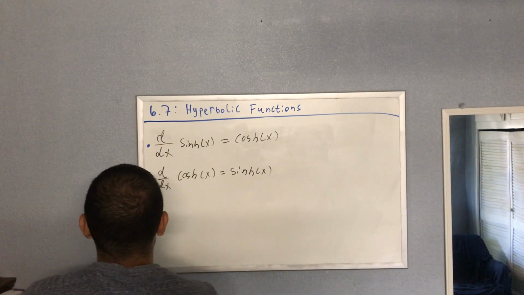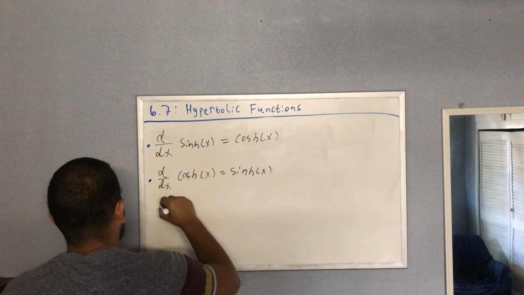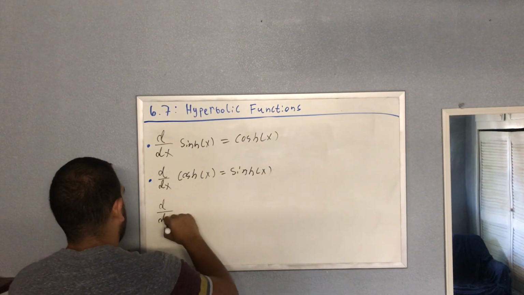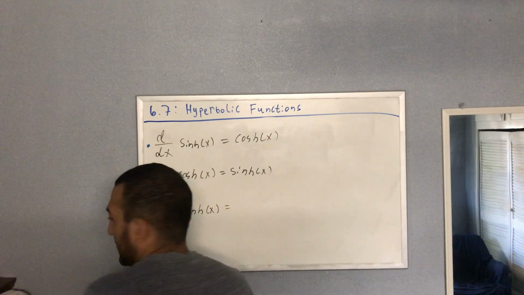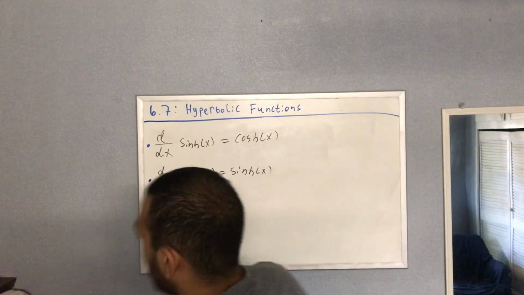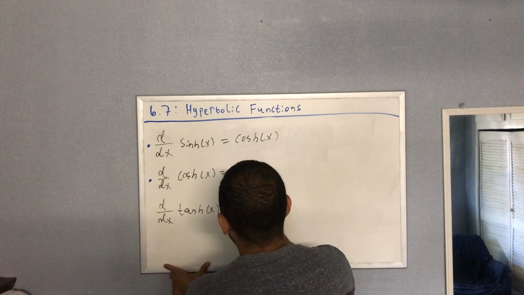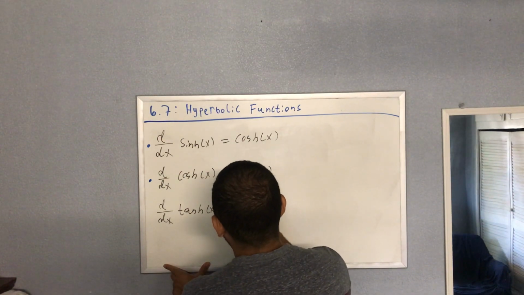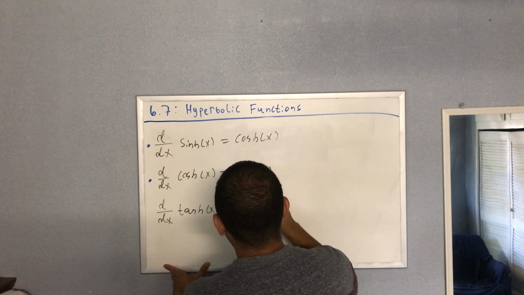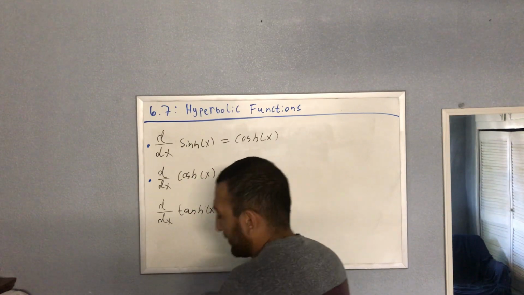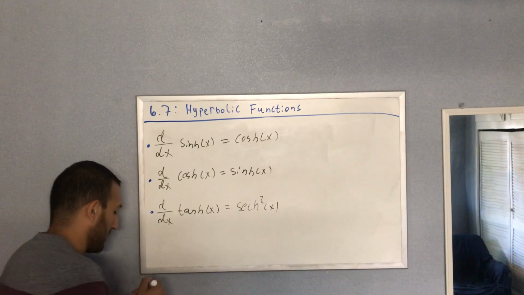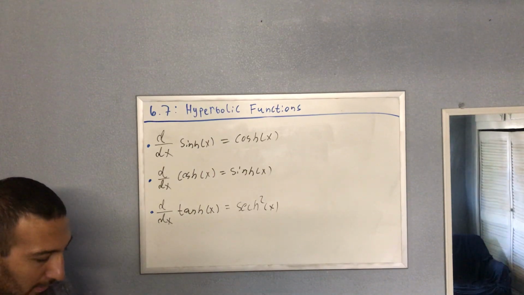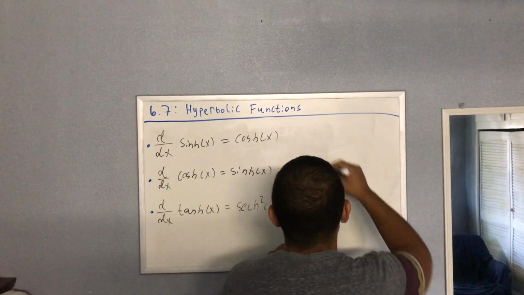Okay, and then we have the derivative of hyperbolic tangent. That's going to be, surprise, surprise, not really, hyperbolic secant squared. So again, that's very parallel to the other one. And then we might as well put the other ones.